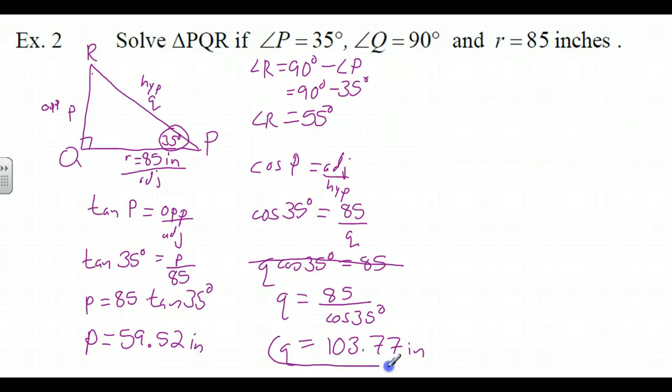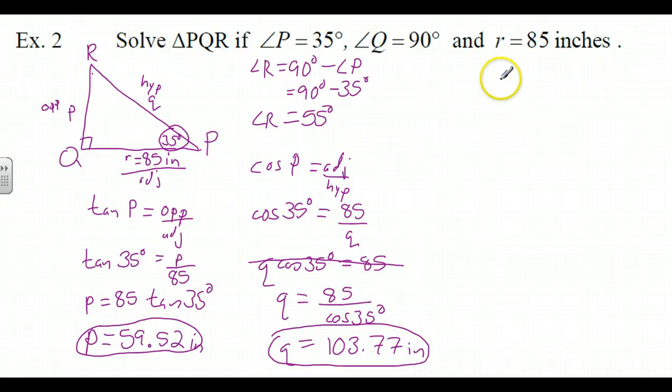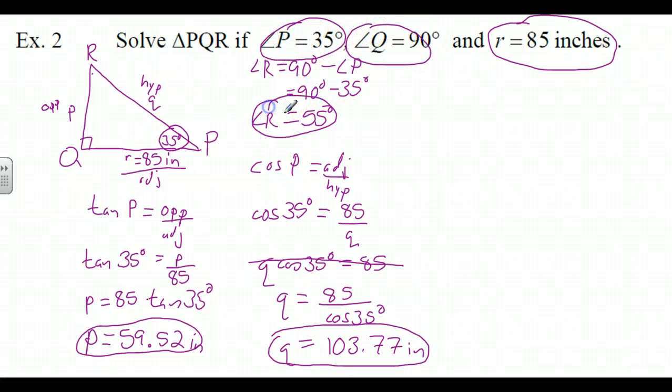So what measurements do we have? One side, two sides, three sides, one angle, two angles, three angles, right? We have all three angles, we have all three sides. That's what it means to solve a triangle. And we can do that in under 17 minutes.